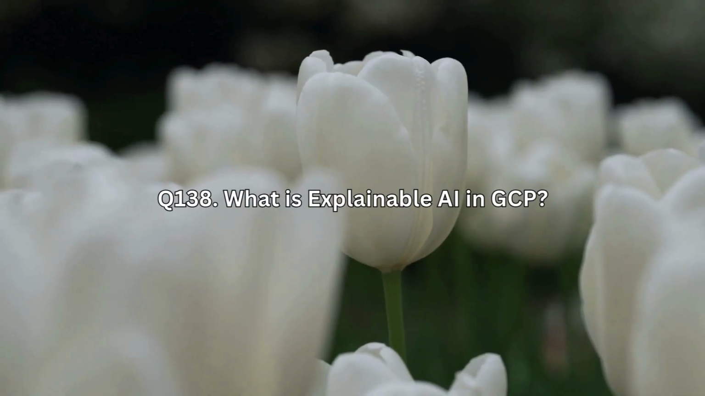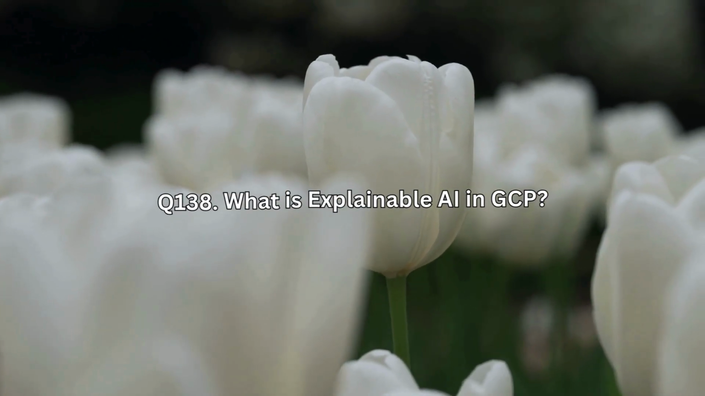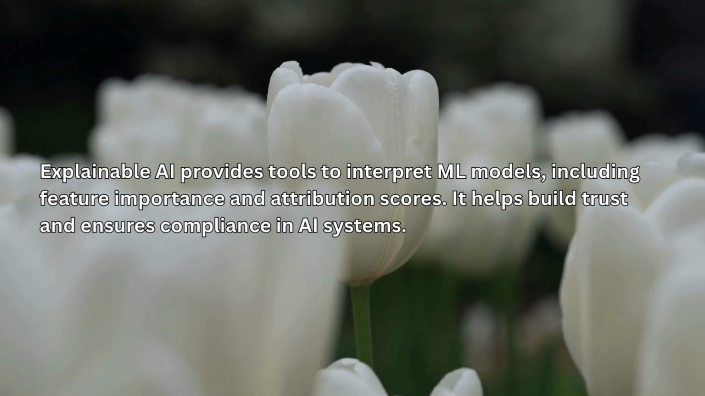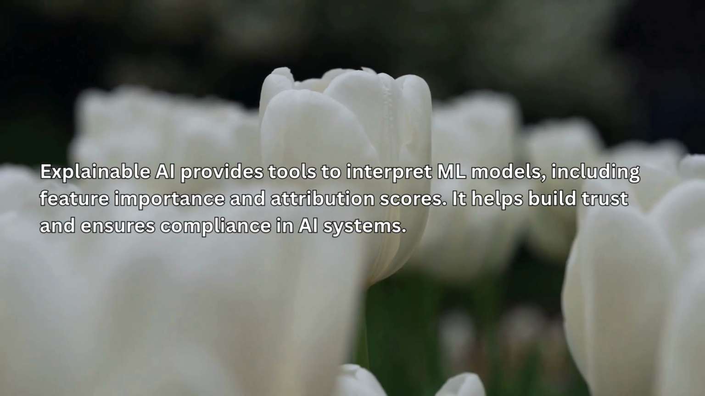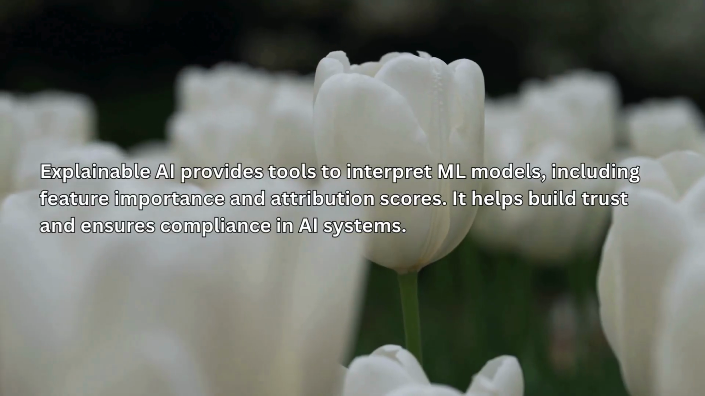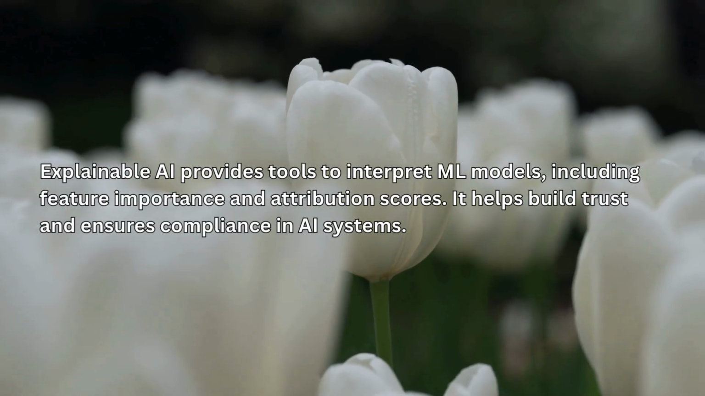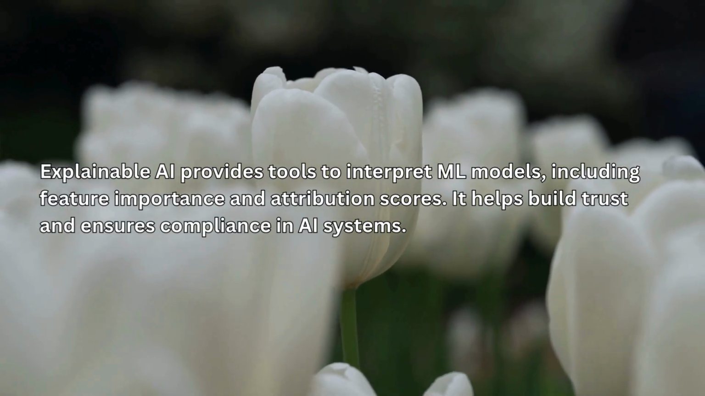What is Explainable AI in GCP? Explainable AI provides tools to interpret ML models, including feature importance and attribution scores. It helps build trust and ensures compliance in AI systems.